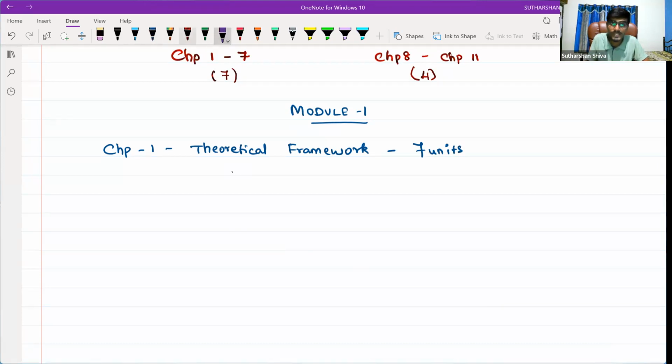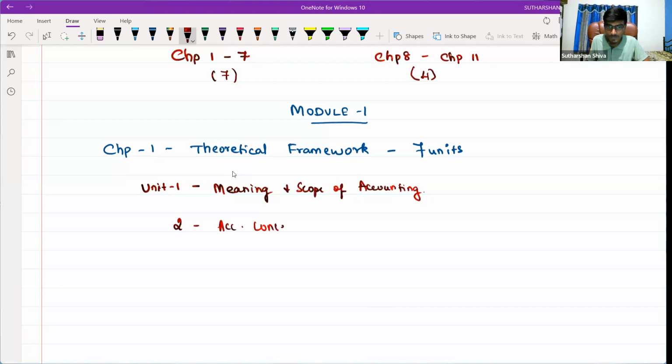So in this, you have 7 units. Your unit 1 will be the meaning and scope of accounting. Unit number 2 will be based on accounting concepts and principles. You will learn the business entity concept, the money measurement concept, and accounting principles.